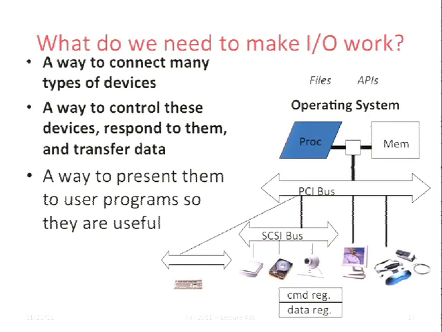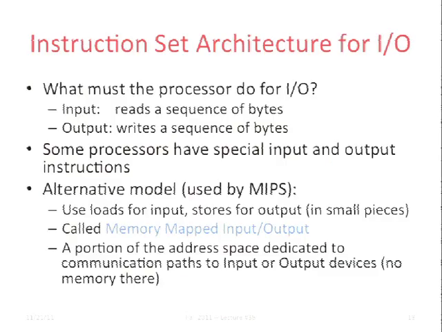Okay, so input and output's a pretty wide topic. It includes really slow things like mouse clicks, and it includes really fast things like streaming megabytes of data off of a hard drive. Okay, so how do we do that? How do we make that connection?